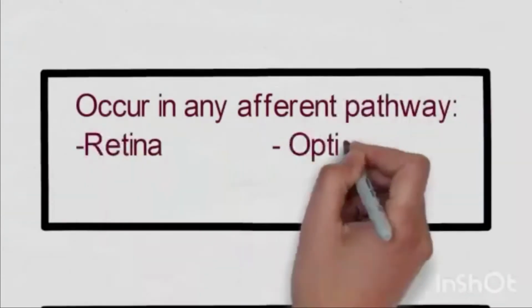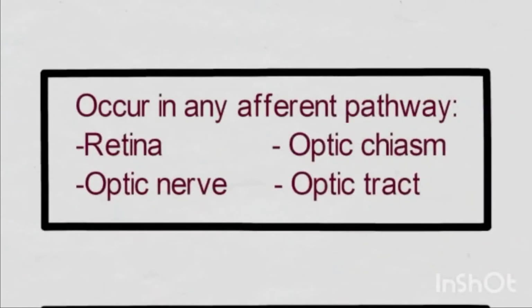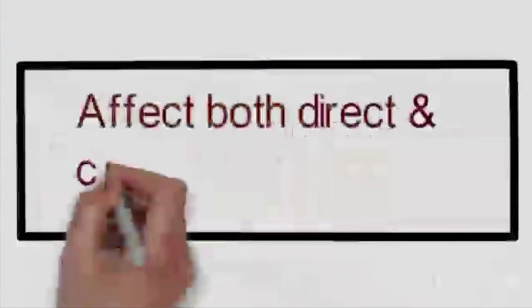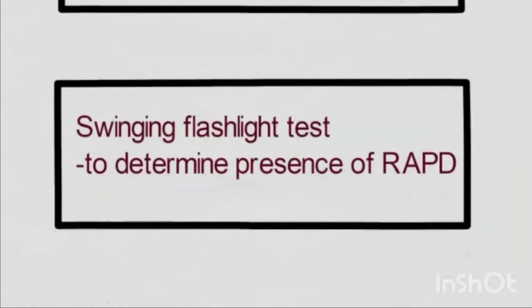The disruption can occur in either the retina, optic nerve, optic tract, or optic chiasm. It affects both direct and consensual responses, and the presence of a relative afferent pupillary defect, or RAPD, can be determined by conducting the swinging flashlight test.